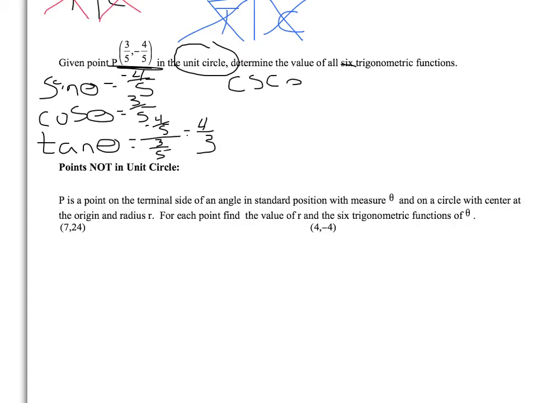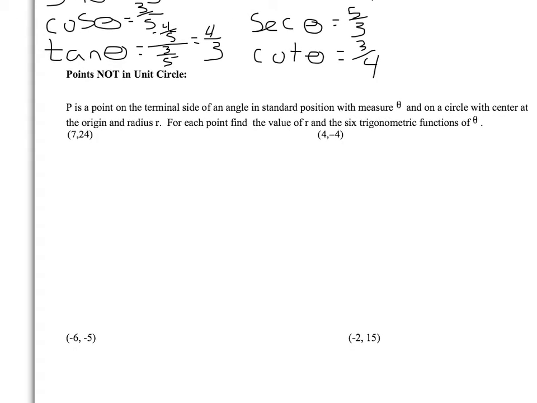Cosecant, you flip the fraction, so negative 5/4. Secant is 5/3. And cotangent, the reciprocal of tangent, so it'll be negative 3/4. This next piece is very similar. Notice I give you a point. This time, though, we are not in a unit circle.